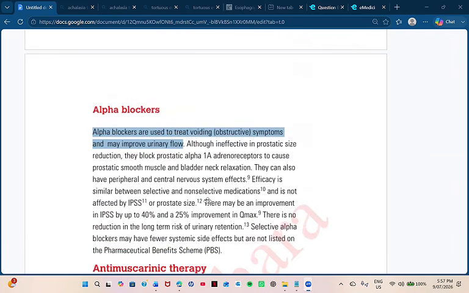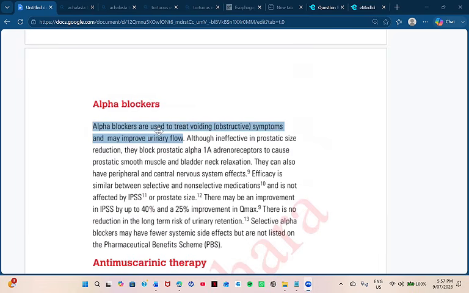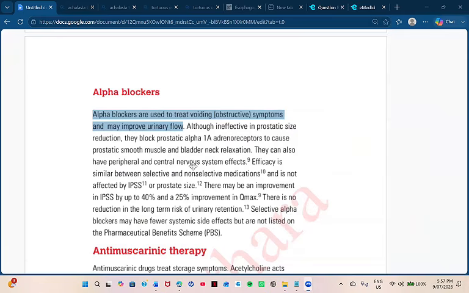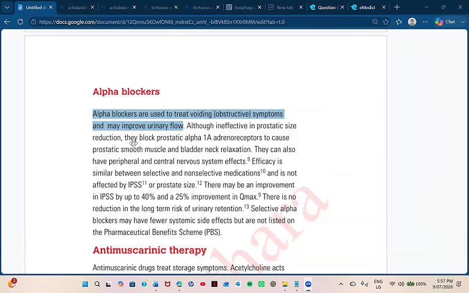For alpha blockers, when to use? Alpha blockers are used to treat voiding and obstructive symptoms and may improve urinary flow, although they are ineffective in prostatic size reduction. Ineffective in prostatic size reduction, right? They do not treat the size of the prostate, they treat the voiding symptoms, right? The symptoms, hesitancy, those things. And they block prostatic alpha 1A adrenoreceptors to cause prostate smooth muscle and bladder neck relaxation. They can also have peripheral and central nervous system effects, with efficacy similar between the selective and non-selective medications.